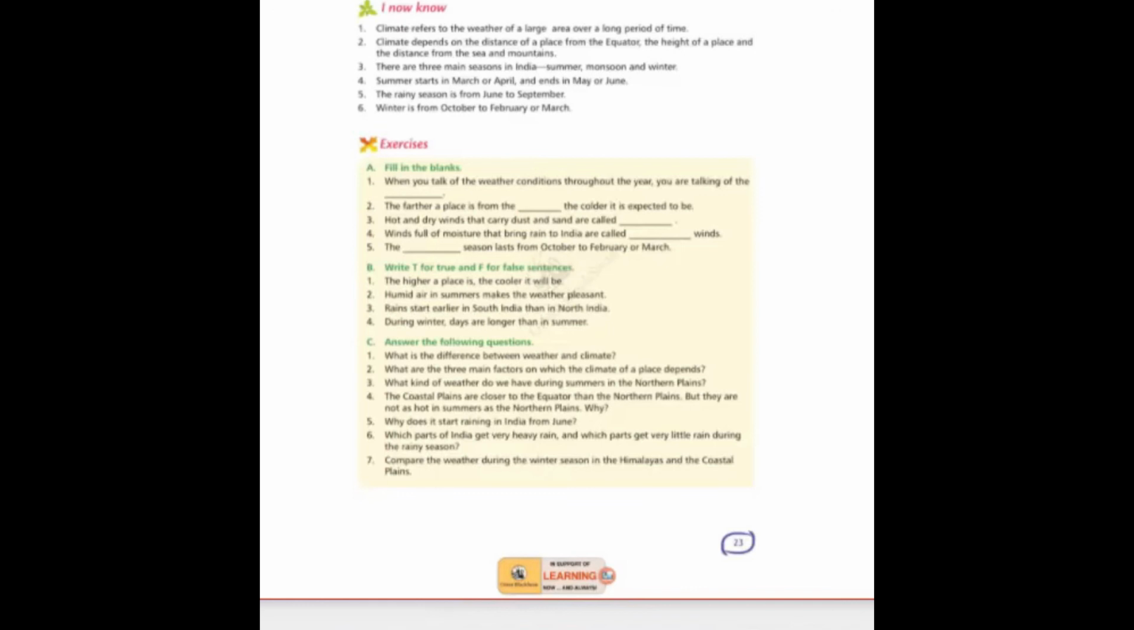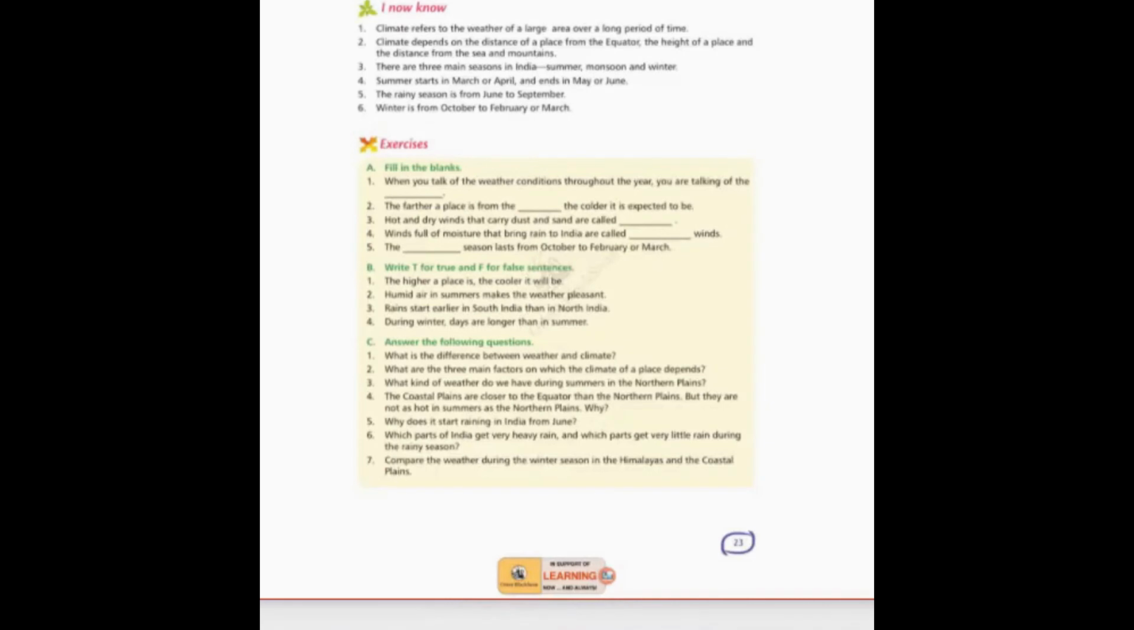Question 5: Why does it start raining in India from June? The monsoon winds hit the northeast of India by the beginning of June and some regions like Meghalaya get an intense amount of rain.